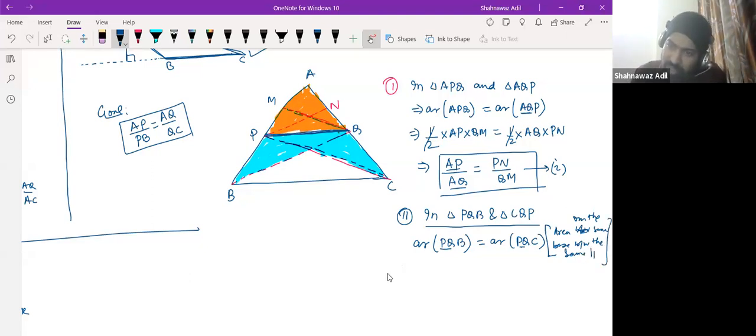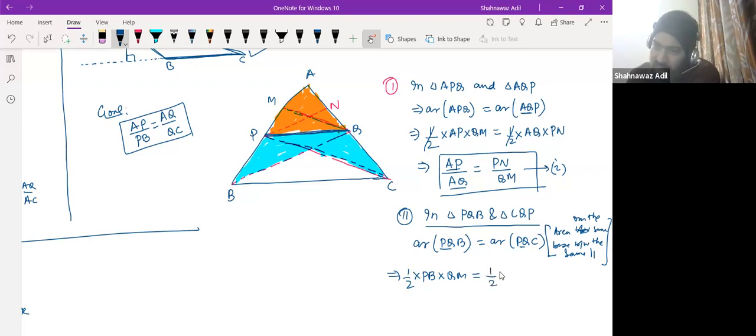Now, what would be the area, Shaima, of this PQB triangle if I choose PB base? If I choose PB base, what would be the area? Half into PB into QM. QM, right? That would be, as you said earlier, in the extension of this PB line, right? Absolutely correct. So now, Amar, your turn.